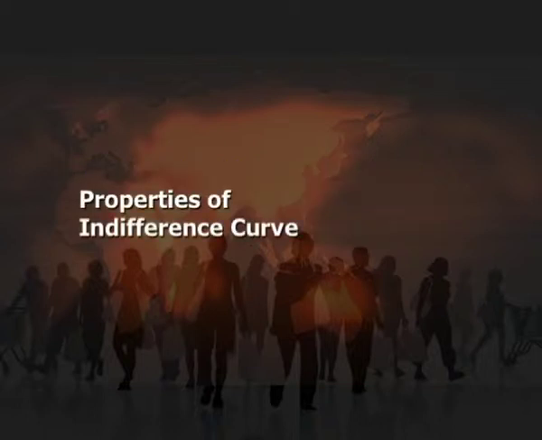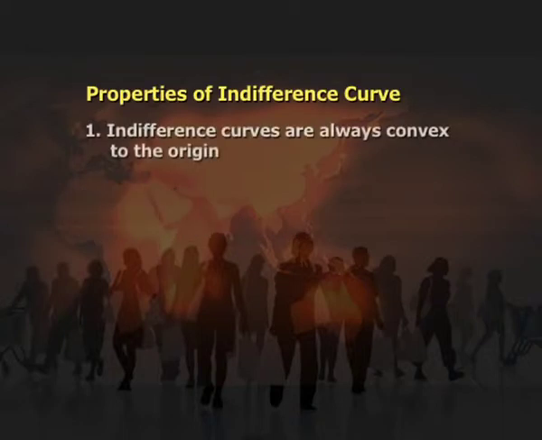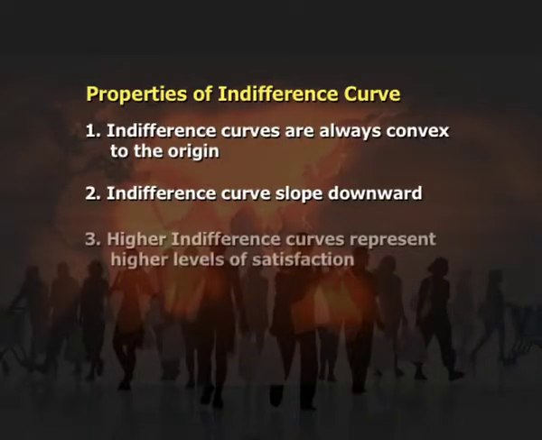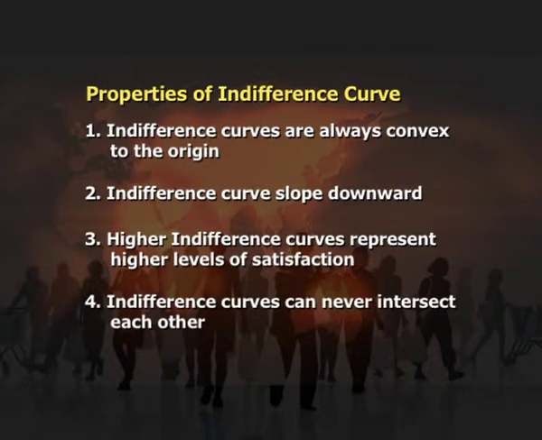Now, we will discuss properties of indifference curves. First, indifference curves are always convex to the origin. An indifference curve is convex to the origin because of diminishing MRS. MRS declines continuously because of the law of diminishing marginal utility. Second, an indifference curve slopes downwards. It implies that as a consumer consumes more of one good, he must consume less of the other good. Third, a higher indifference curve represents a higher level of satisfaction. Fourth, indifference curves can never intersect each other, as two indifference curves do not represent the same level of satisfaction, so they cannot intersect each other.